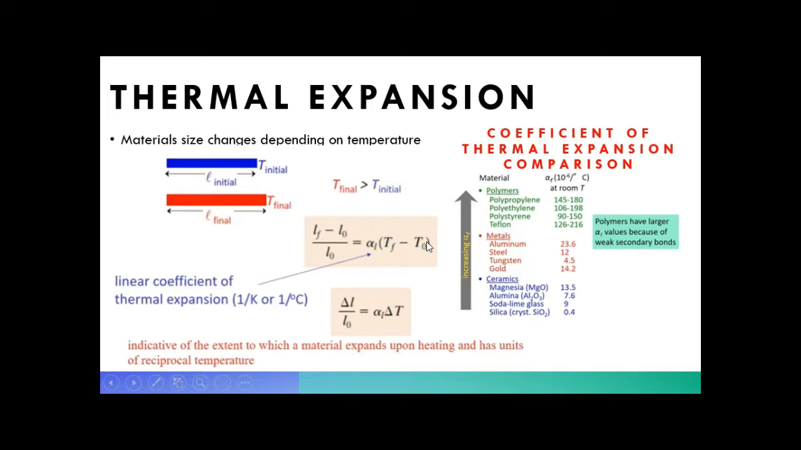So this is just a comparison of the coefficient of thermal expansion among ceramics, metals, and polymers. Above all, polymers have larger thermal expansion coefficients because of their weak secondary bonds. Because their bonds are weak, they have larger thermal expansion. So when heat is applied, they will expand even more compared to metals and ceramics.